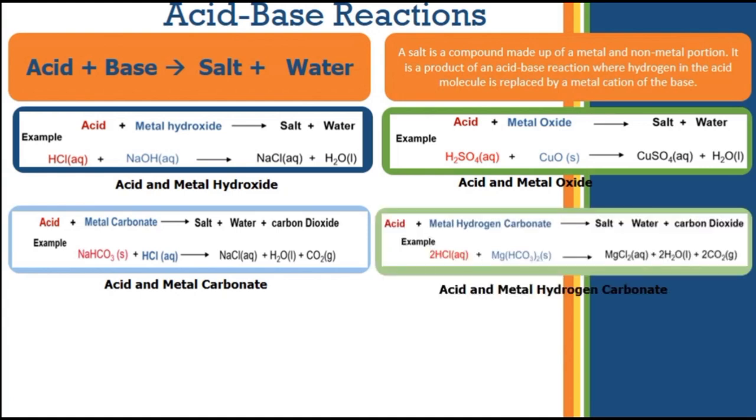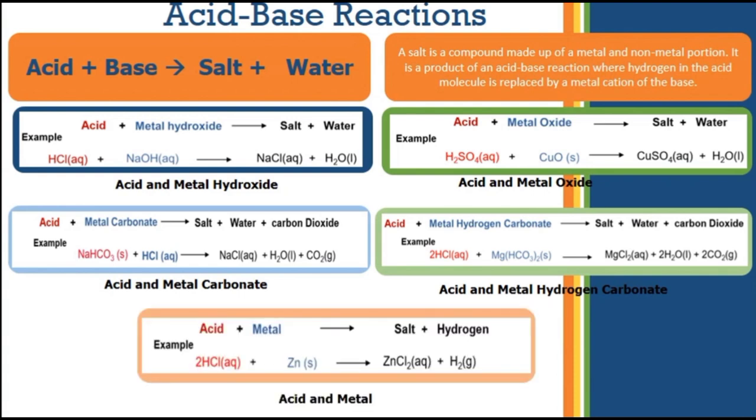And then finally, the next one, we have an acid plus a metal hydrogen carbonate. Once again, we have hydrochloric acid reacting with magnesium hydrogen carbonate. And there we have the reaction right there, and that results in magnesium chloride plus 2 moles of water plus 2 moles of carbon dioxide. Once again, that's an example of a heterogeneous reaction because we have gases, liquid, aqueous solutions, solids, and so on. So all those phases are not the same. All right, understandably so, because of these reactions.